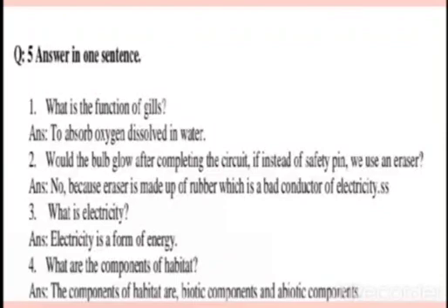Question number 4, what are the components of habitat? Which two types of components are there? You know that in one component there are all living things, and in the other component all non-living things. So the components of habitat are the biotic component and the abiotic component.